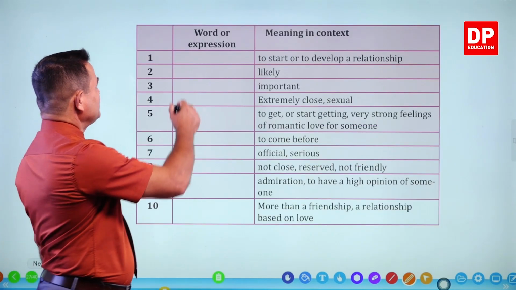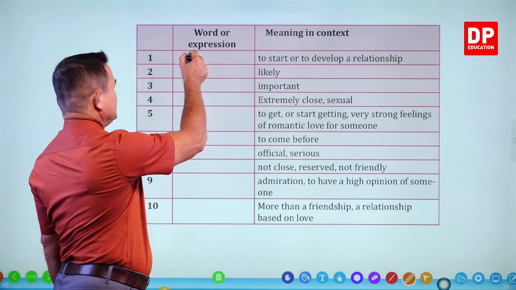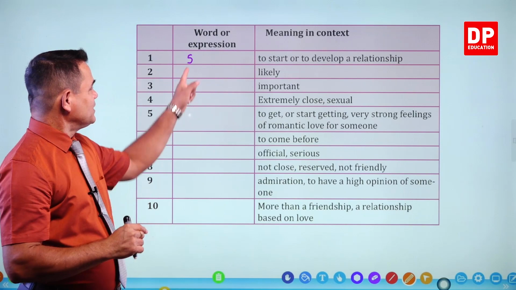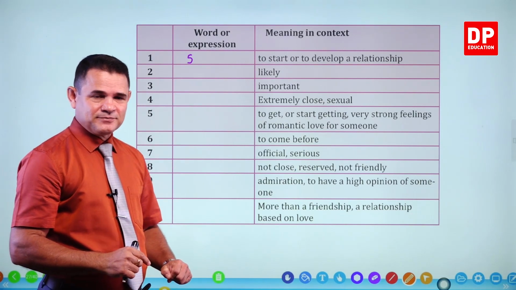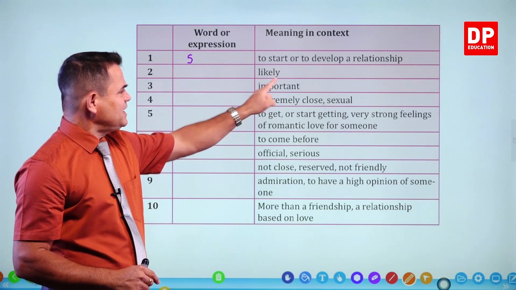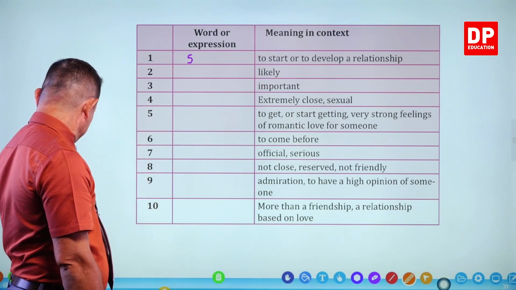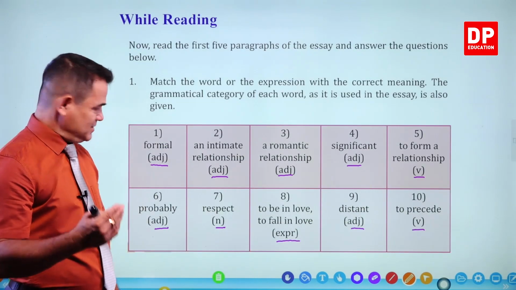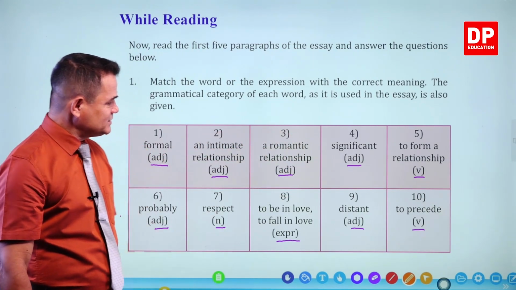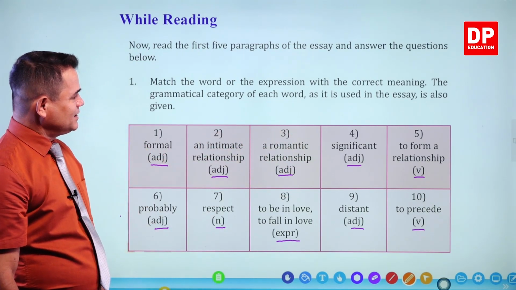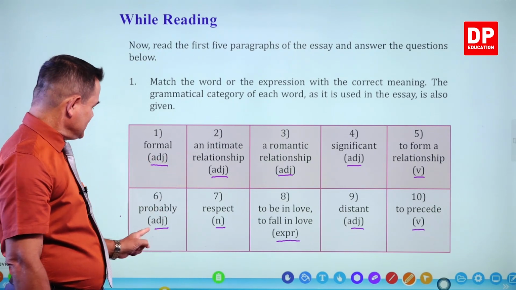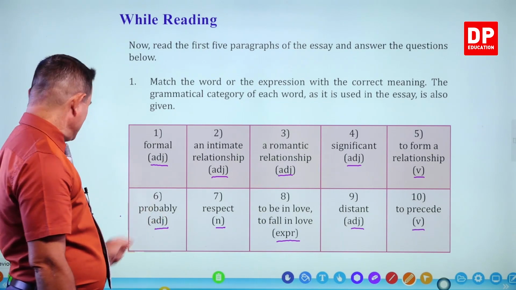Then for the first one, word or expression, I'll just tell the number. You can write the word. The වචන තියෙනවා ආගේ textbook එකේ. I'll write only the number. Then it's easy for you. That means to start a relation, to form a relationship. Then likely, what is the word giving same meaning? Likely. Yes, out of these words, likely means, is it formal? It's like probably. Word number 6, you can say.